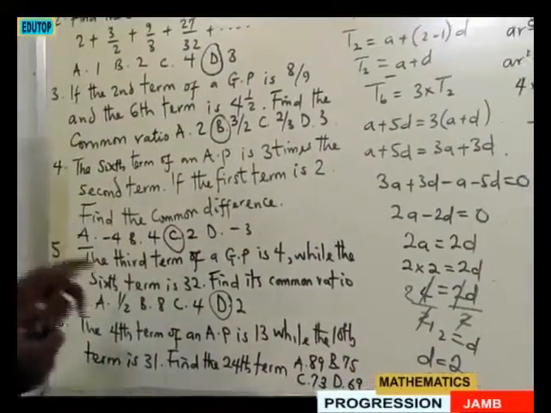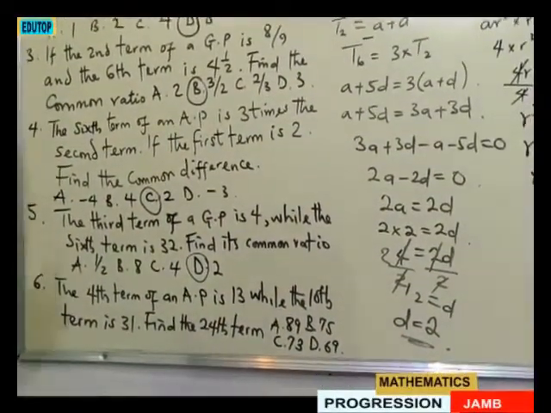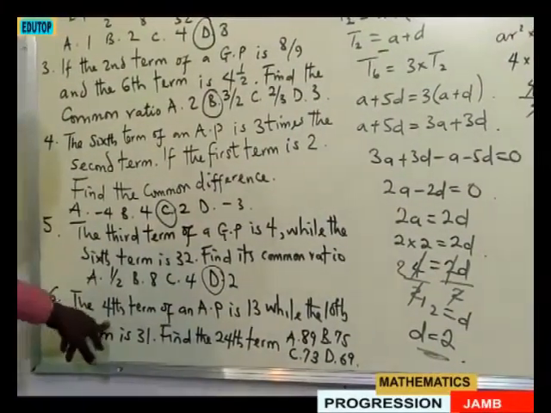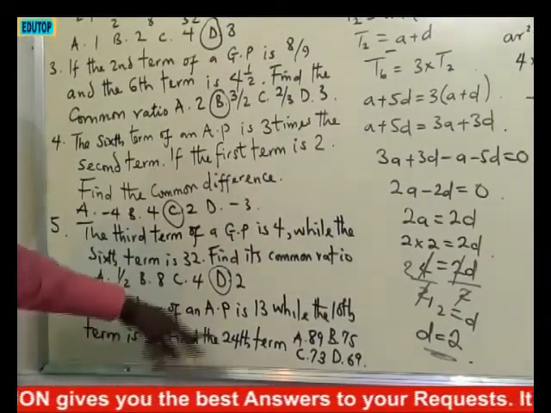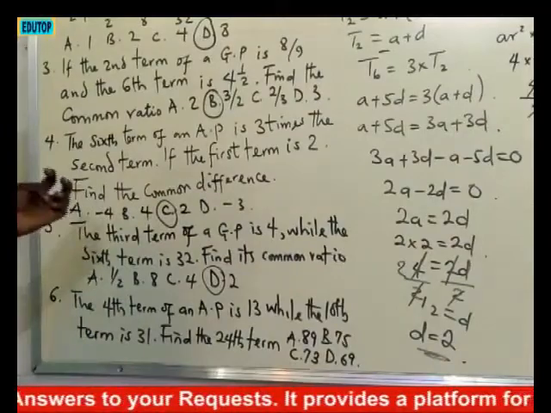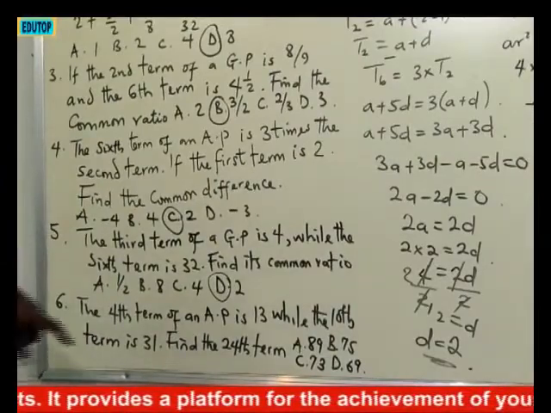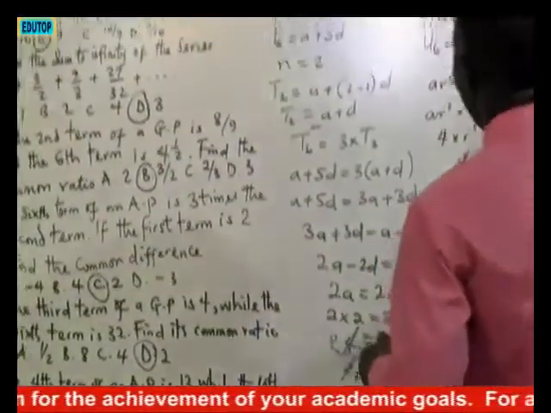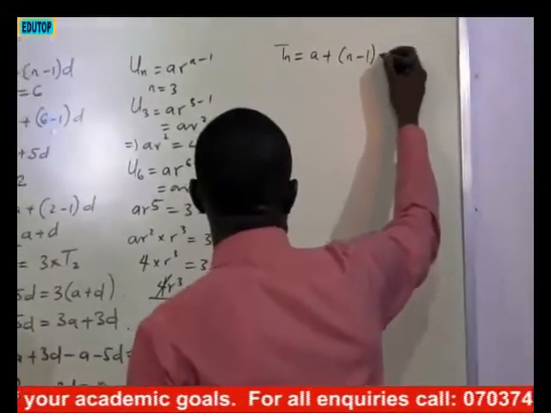The fourth term of an AP is 13, while the 10th term is 31. Find the 24th term. Look at the way this one is. We are given the 4th term and the 10th term, and we are asked to look for the 24th term. So the first thing we do here is to find our first term and our common difference. Once we get that, we can solve this. So we write our Tn, which we have been working with, so it should not be strange to us.